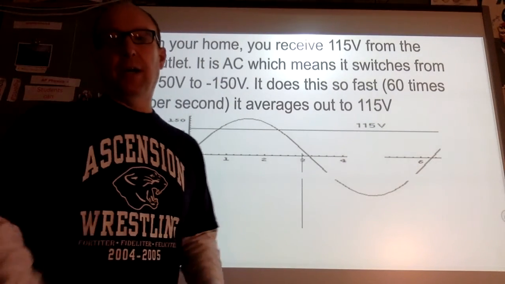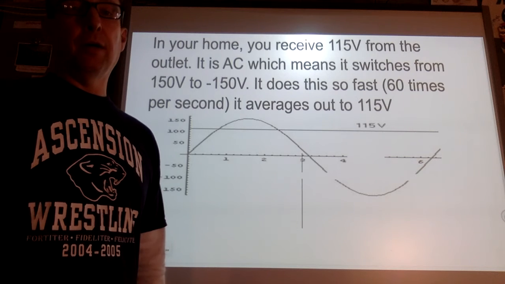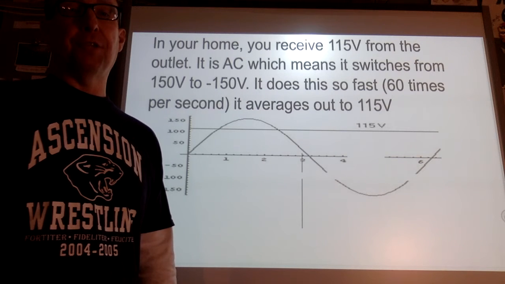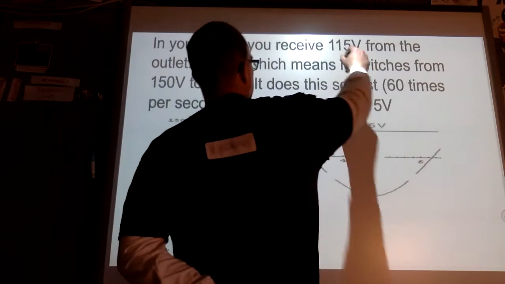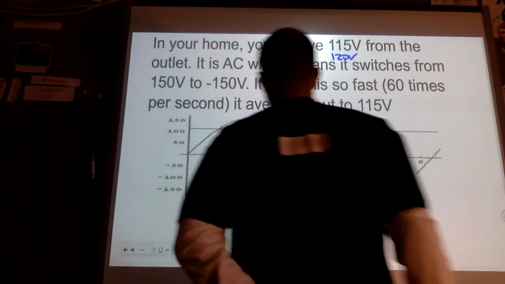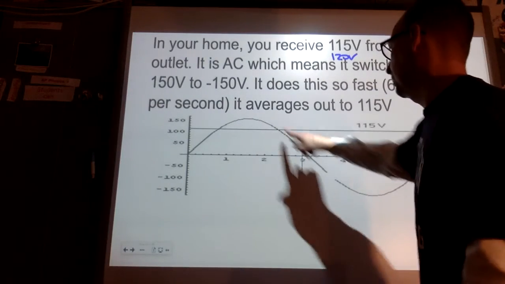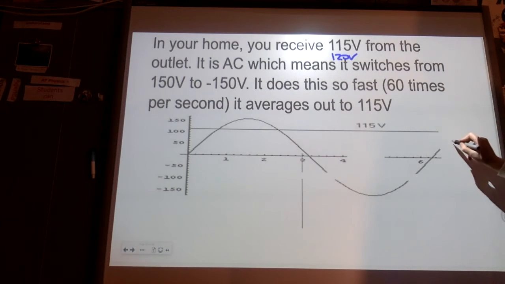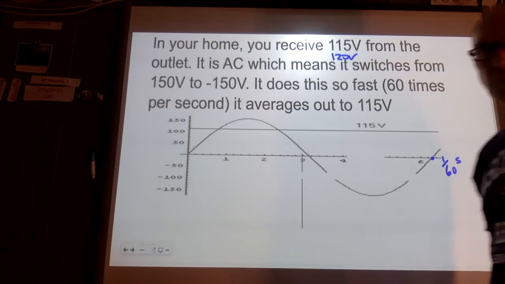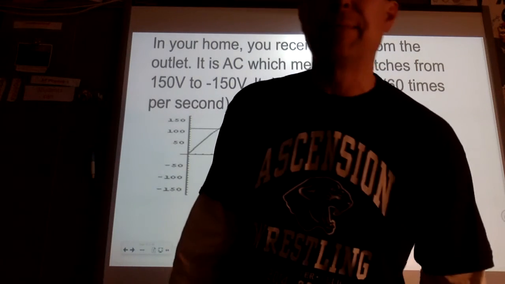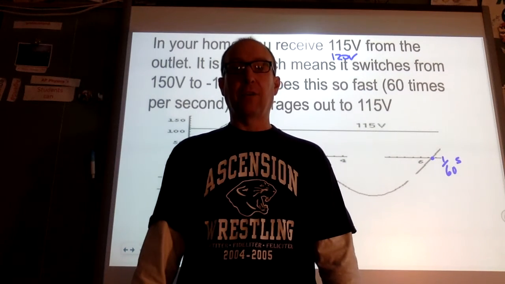All right, so this alternating current that we receive in our homes goes from 150 volts to negative 150 volts, and it averages out to about 120 volts or 115 volts on average when we take what this averages out to. One of these cycles takes 1/60th of a second. So we're saying it happens 60 times every second. It's going from 150 to negative 150.